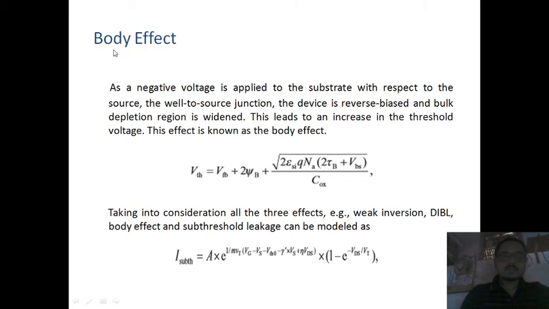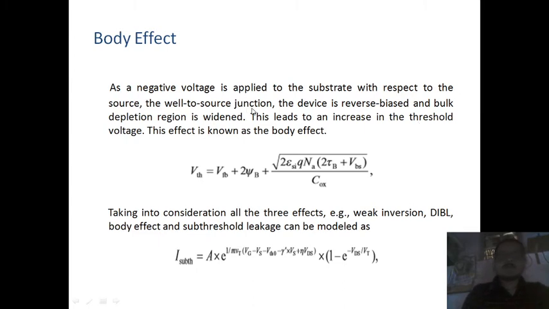The next topic is body effect. As a negative voltage is applied to the substrate with respect to the source, usually for an NMOS transistor, we apply a negative voltage to the substrate and a positive voltage to the source. The substrate to source junction is reverse biased and the bulk depletion is widened. This leads to an increase in the threshold voltage.